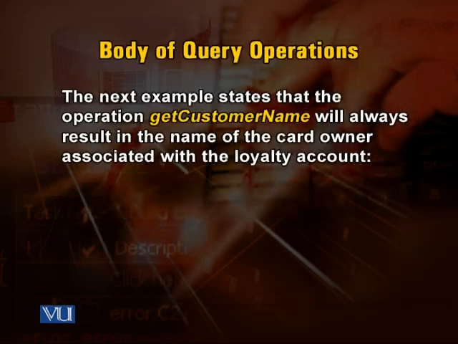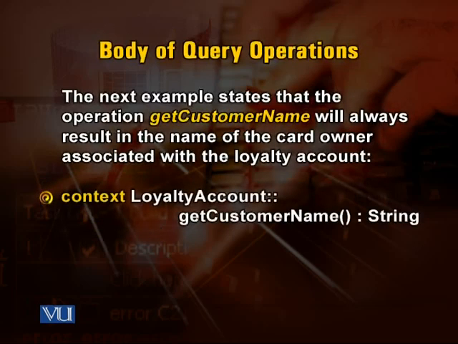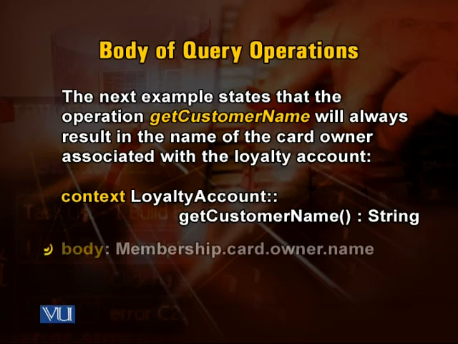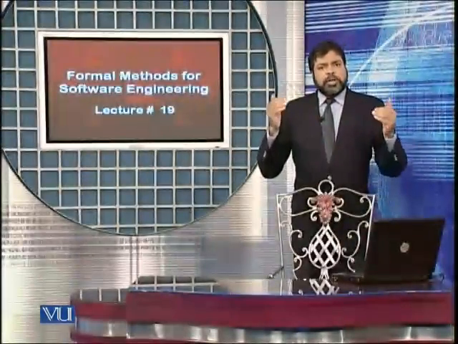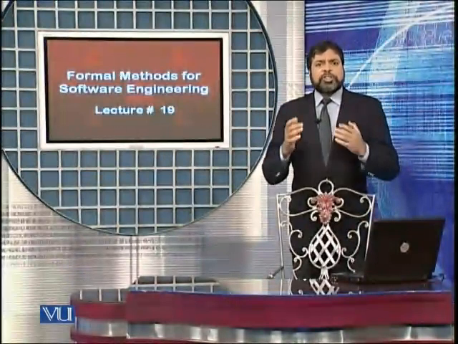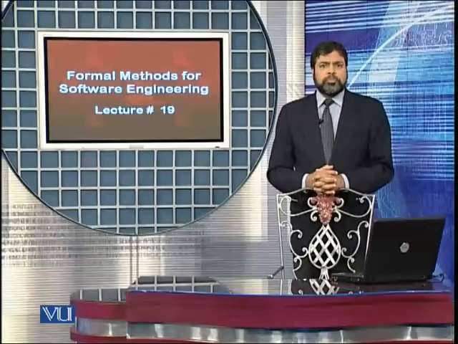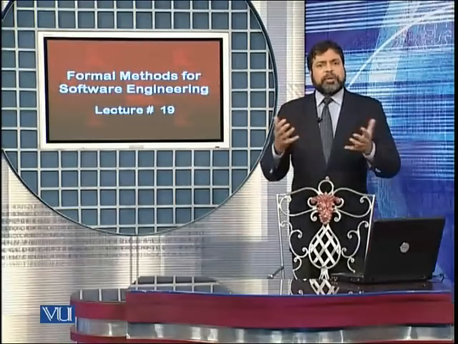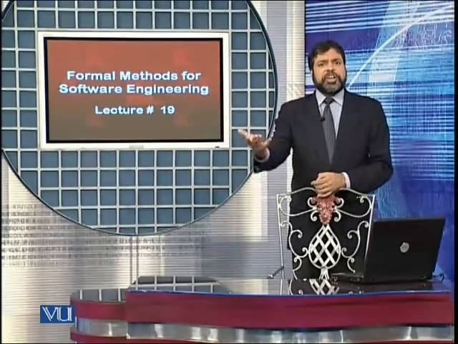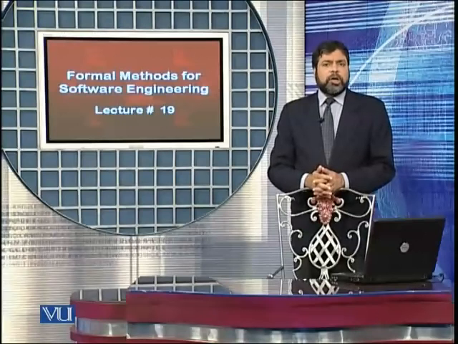So here is an example. We have the context loyalty account and we have the method get customer name. It returns a string and the body is membership.card.owner.name. So here what we are doing is, हमने ना सिर्फ एक मेथड की प्री एंड पोस्ट कंडीशंस हम डिफाइन कर रहे हैं जो इससे पहले हम देख चुके हैं, बट वी कैन ऑल्सो टॉक अबाउट द बॉडी कि ये इसमें है क्या, कि इन दिस पर्टिकुलर केस क्या चीज ये रिटर्न करेगा. एंड दैट इज बेसिकली almost in many cases may be the complete definition of the method itself.